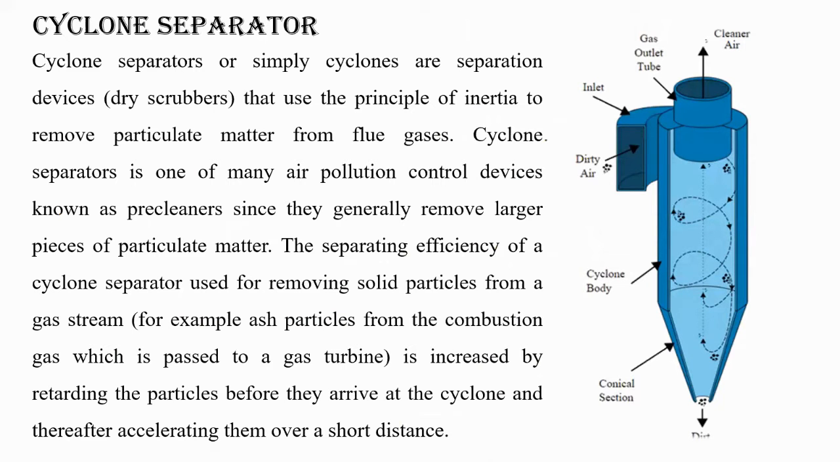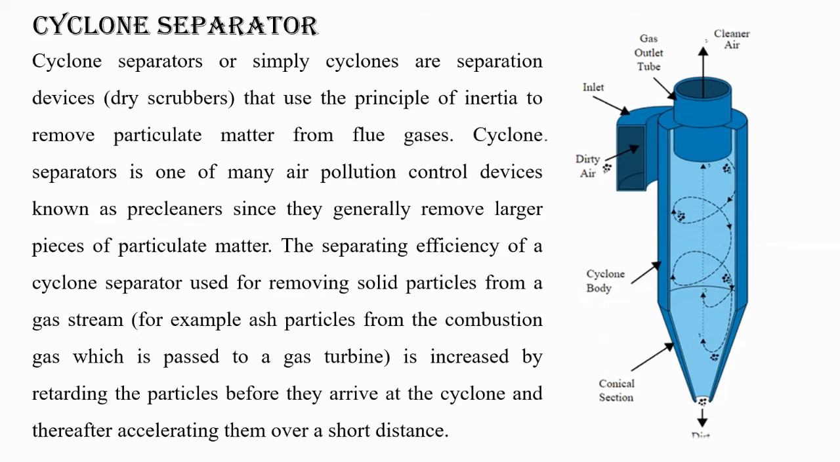Okay, so the first one is done, that is electrostatic precipitator, and we have come across the second one, that is cyclone separator. Now the name itself implies that huge air churning system is present inside this particular device. Okay, as we can see, it is written cyclone separators, or simply cyclones are separation devices, that is they are dry scrubbers. Okay, they use the principle of inertia to remove particulate matter from flue particles. Okay, so cyclone separators is one of the main air pollution control devices known as pre-cleaners, since they generally remove larger piece of particulate matter.